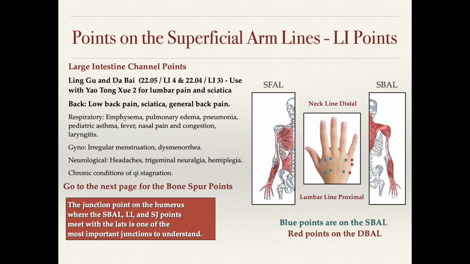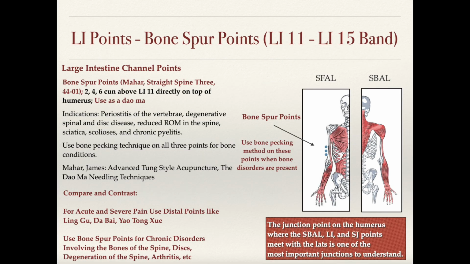So one thing that Tom Myers hasn't presented here is how this connects to the muscles of the head and of the face, and there we'll rely on our understanding of the meridian pathways and the meeting points in the 6 systems. The next group of points here, we've mentioned them already. I want to go through them again and look closer at the indications, are these bone spur points or the straight spine 3. Now, this is a great Dao to use for more chronic conditions, and we find it indicated for periostitis of the vertebrae, degenerative spinal and disc disease, reduced range of motion, sciatica, scoliosis, and chronic pyelitis.